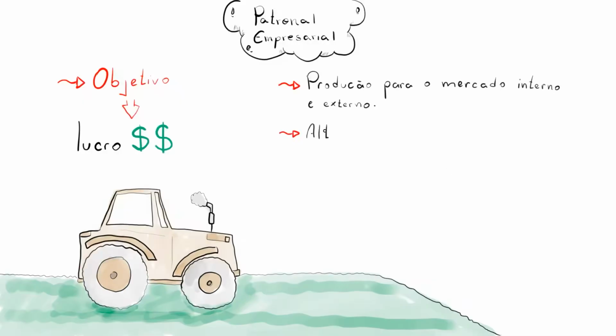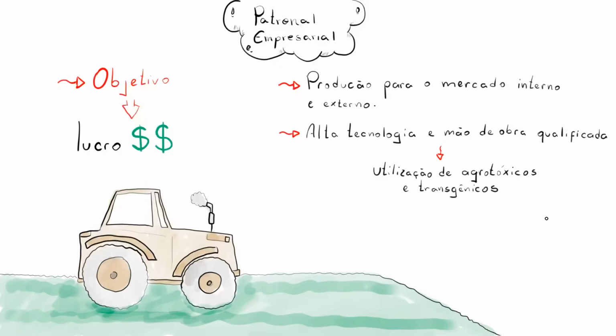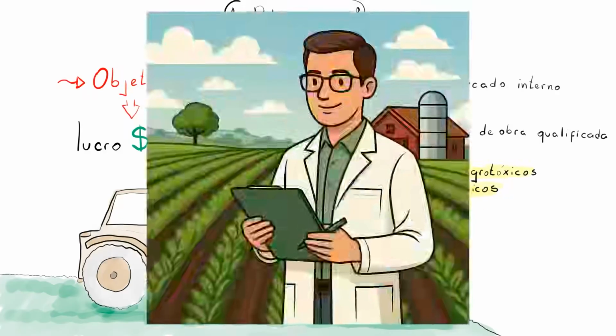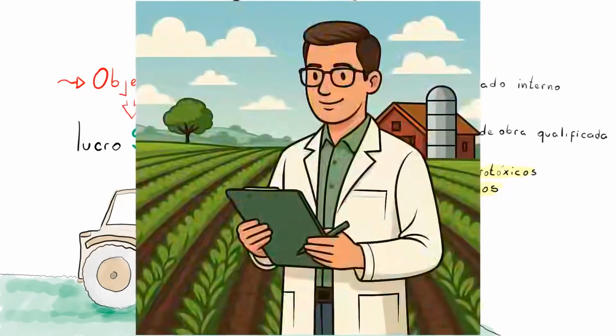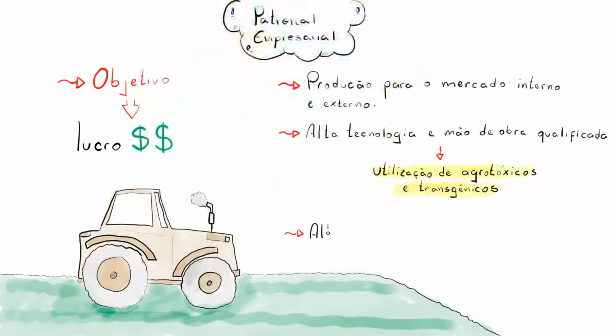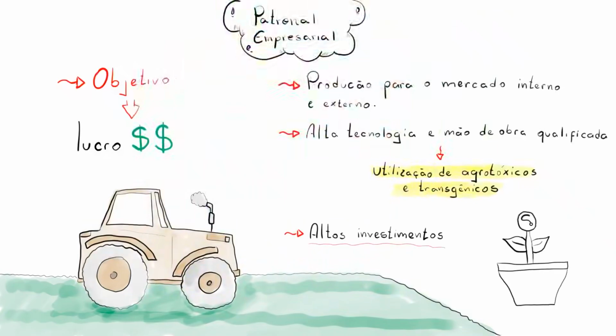So, to meet all this demand, the use of advanced technologies is necessary, like machinery, inputs, soil treatment, as well as genetically modified seeds. And when it comes to labor, there is also extensive use of skilled labor, such as agronomists, agricultural technicians, among others. So, in this type of activity, there is a high investment in technology to boost productivity.